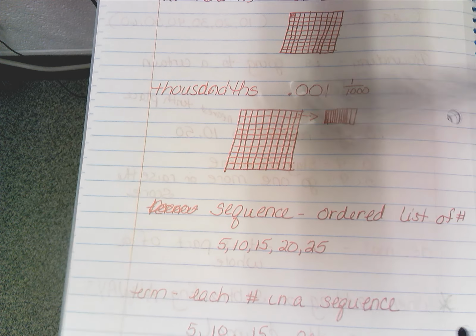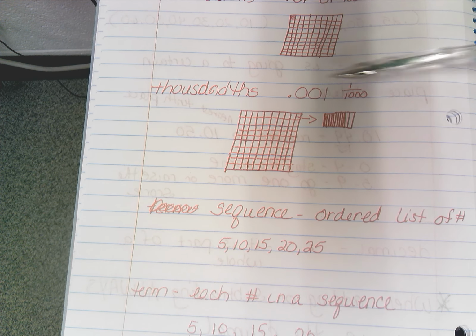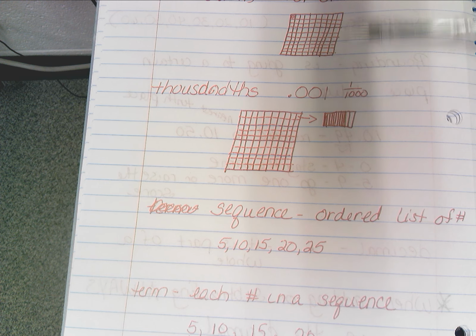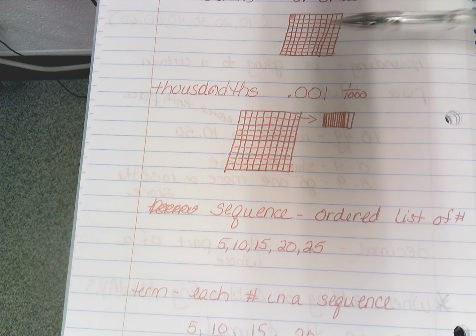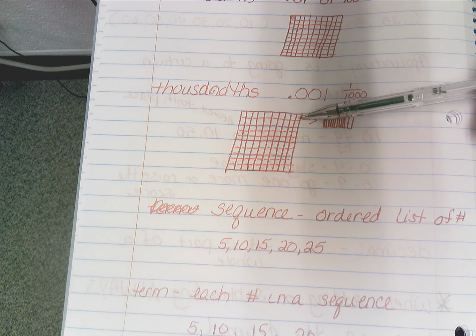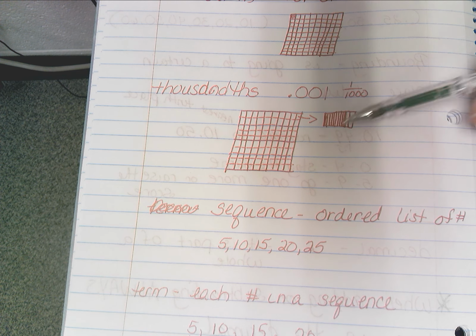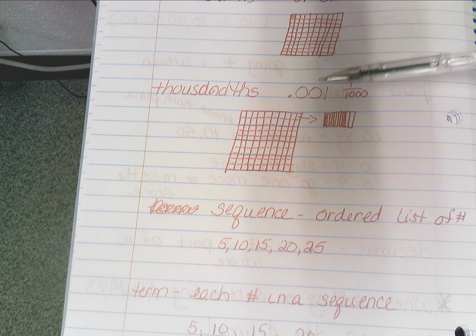The thousandths is tenths, hundredths, thousandths, 1/1000ths. And you see this arrow here? It represents that this whole square goes in that tiny little spot, and you only get one strip of that when it's broken into 10 spots. So 1/10 is not very much.